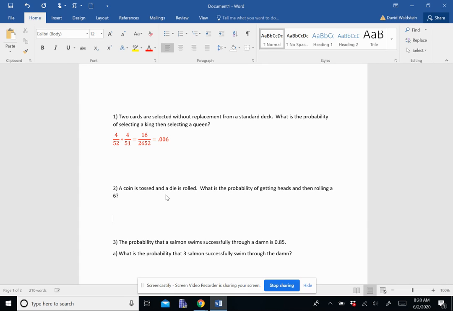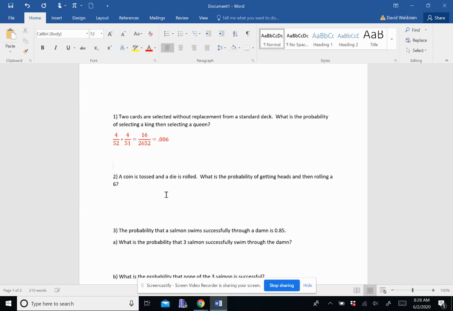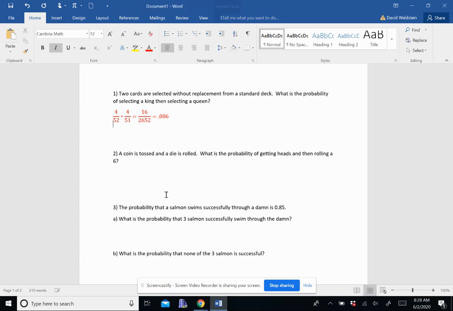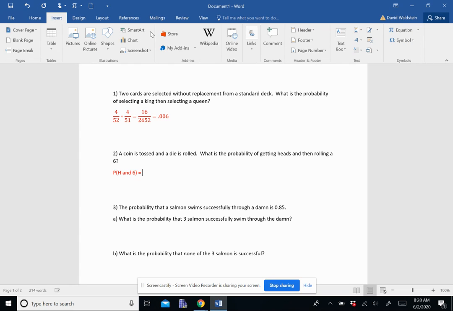All right, let's look at some independent events now. A coin is tossed and a die is rolled. All right, so that means we're going to flip a coin, and we are also going to roll a die. So we want to find the probability of heads and a 6. These are independent events. It does not matter what I get on the coin as to what happens when I roll the die.